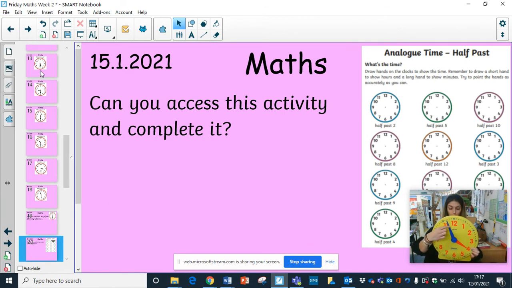But when it goes to 4:30, you see the hour hand moves between the 4 and the 5, halfway between the 4 and the 5. I know it's very, very tricky.